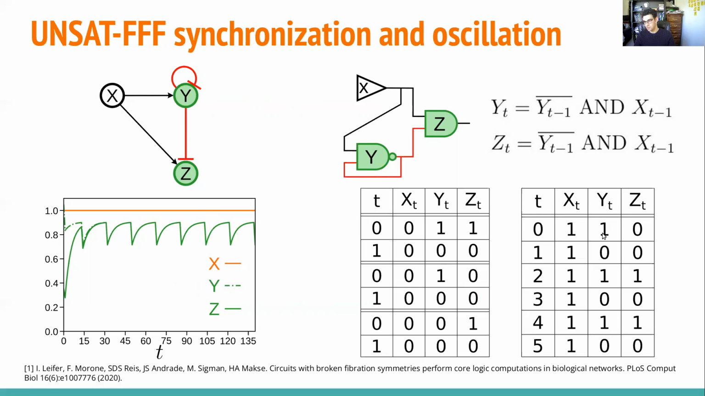So y and z start in different states. y starts at 1, z starts at 0, and then we look at the dynamics in time. So this is time. They start at 1, 0, then they go to 0, 0, 1, 1, 0, 0, 1, 1, 0, 0. So they synchronize and oscillate. And that's what we see in the ODE model as well. So we see that SAT-FFF synchronizes and oscillates.